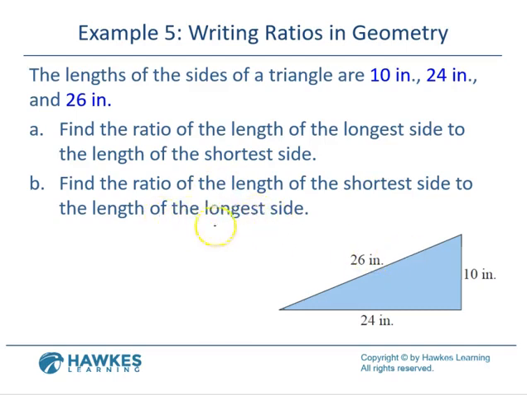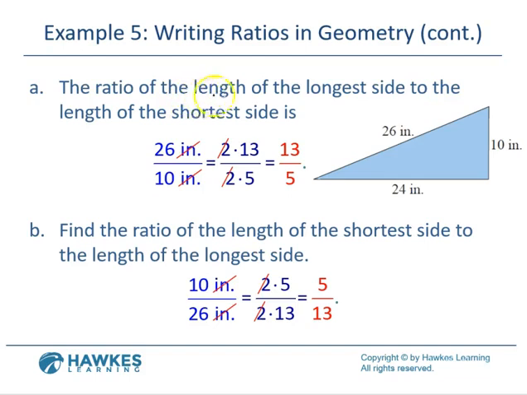Notice how they're wording this very, very carefully. And this one they're going to show us as it is worked out. So the ratio of the length of the longest side to the length of the shortest side, 10. So 26 over 10. Notice the inches cancel. We're just left with numbers now. We can divide everything by 2 to simplify it, or you could do what they did here. They did the prime factorization of it, which the 2's would cancel.